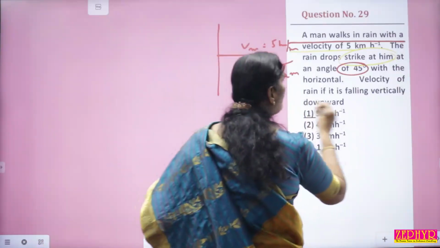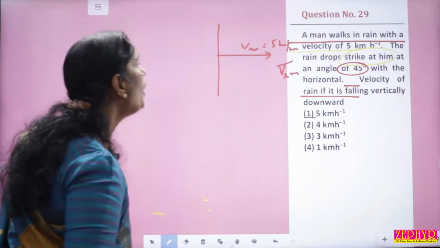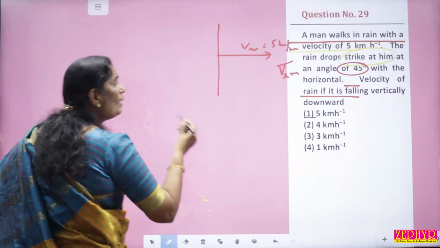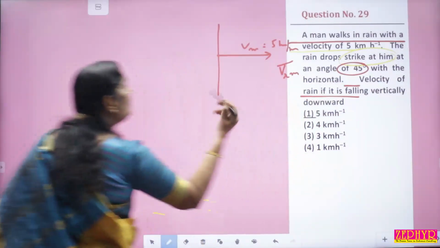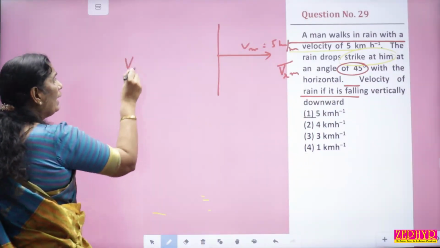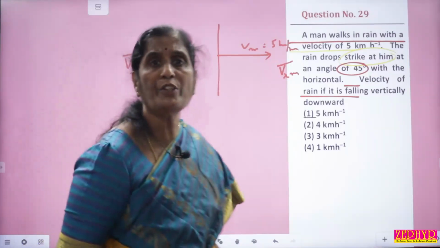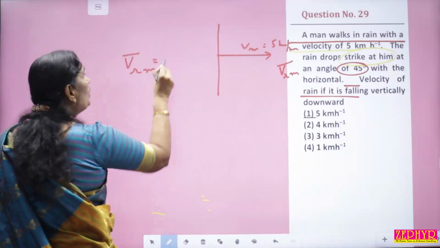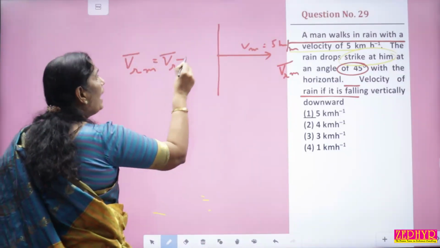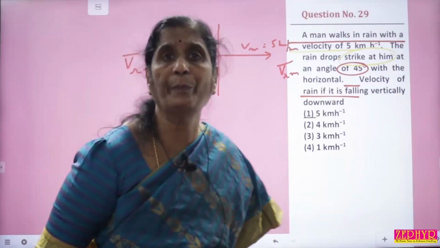Then what is the velocity of the rain? Velocity of the rain means velocity of the rain only. How to do this? He is telling that it is striking us. So the velocity of the rain with respect to man they are telling. That is velocity of the rain minus velocity of the man. Like that, only then can we draw the diagram.